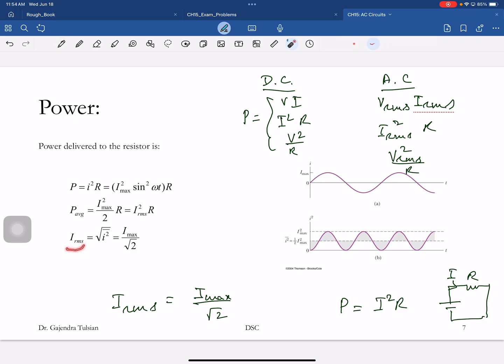What does that RMS mean? Root mean square. You square that, take the mean value of that, and the square root of that will give you this I max over root 2.